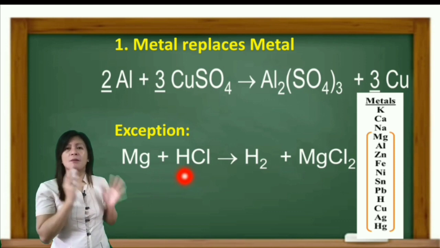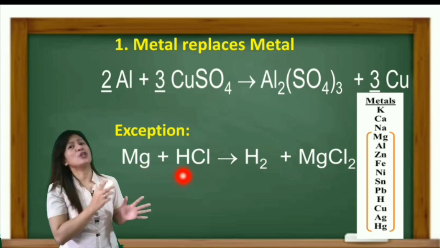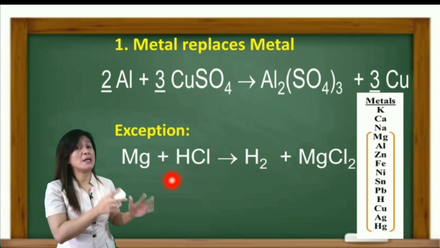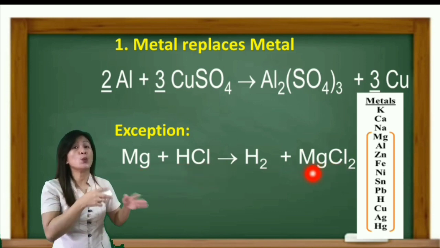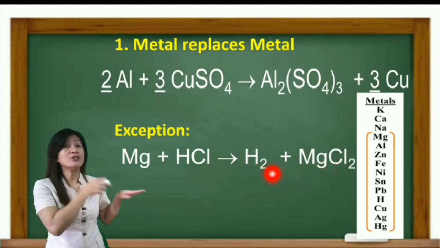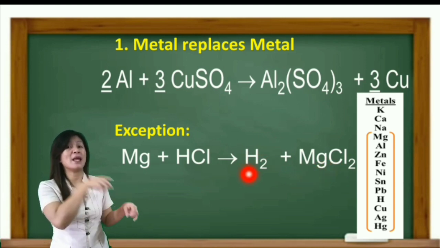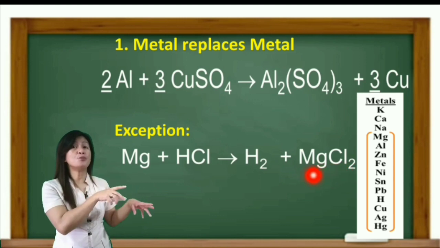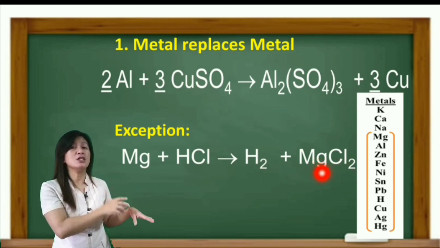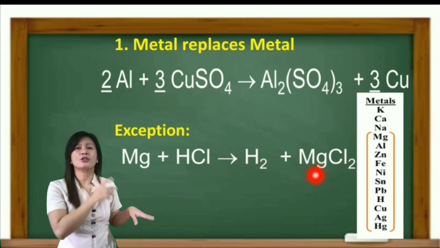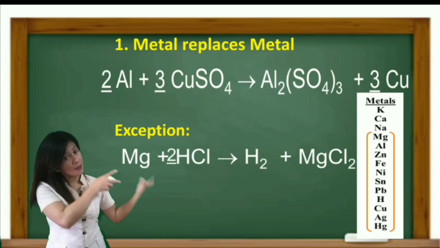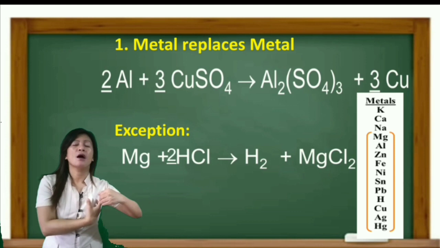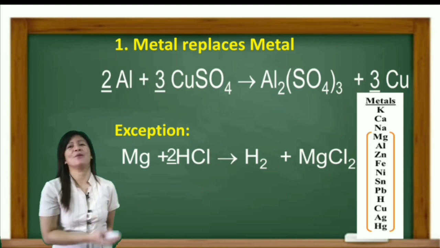When magnesium replaces hydrogen from the compound hydrogen chloride, the products will be hydrogen, the element replaced by magnesium, and then the new product will be magnesium chloride, the pattern AC, when considering the general equation.